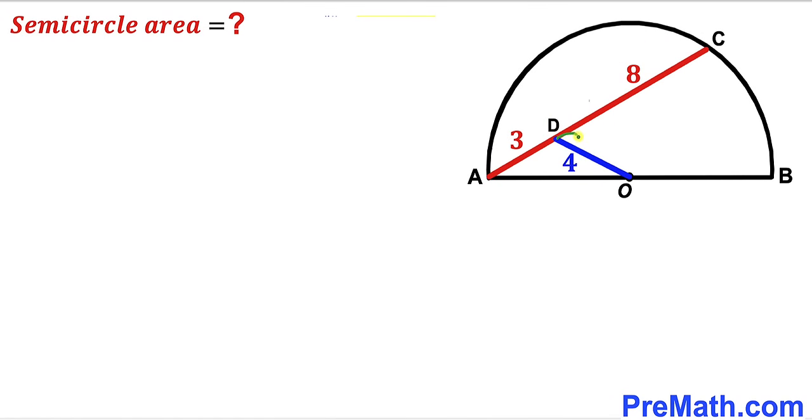In this video, we have this semicircle with the center O, along with this chord AC and this segment OD, as you can see in the given diagram, such that segment AD is 3 units, the segment CD is 8 units, and finally the segment OD is 4 units. Furthermore, AB is the diameter of this semicircle, and our task is to calculate the area of this semicircle.